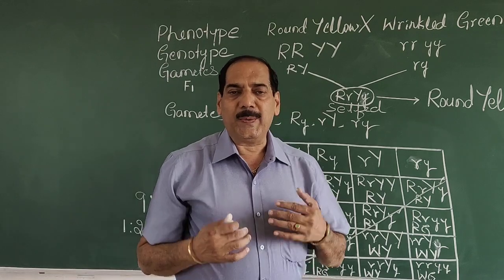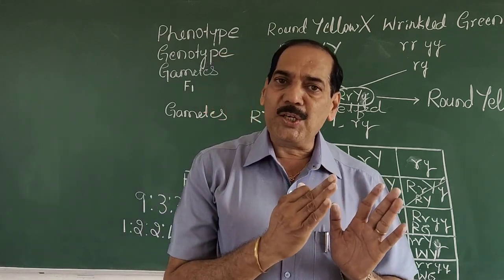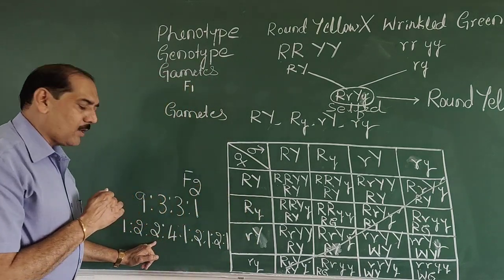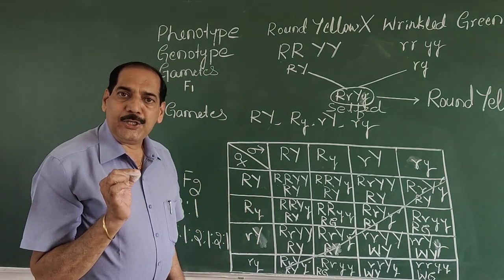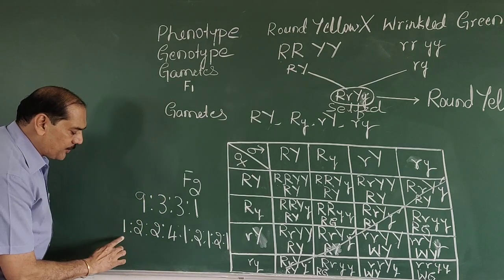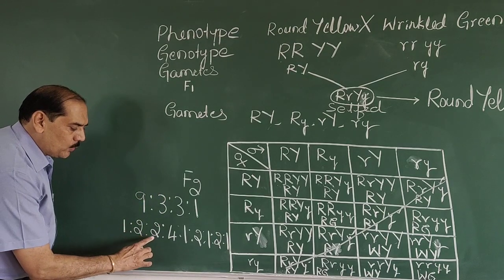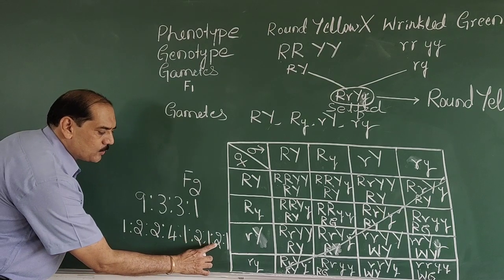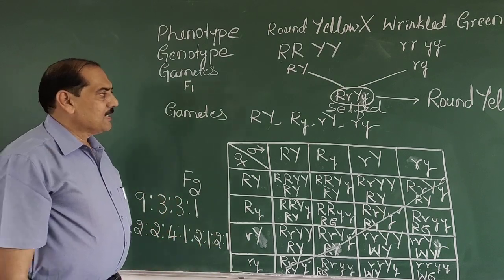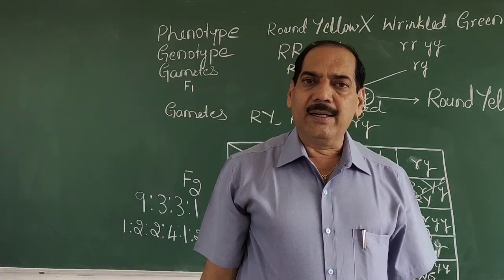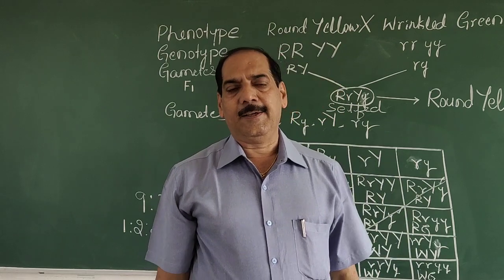This ratio is taken by observing the genotypes of the plants. So it is called the dihybrid genotypic ratio. What is the dihybrid genotypic ratio? 1:2:2:2:1:2:1:2:1. So this is about the two gene inheritance or a dihybrid cross.